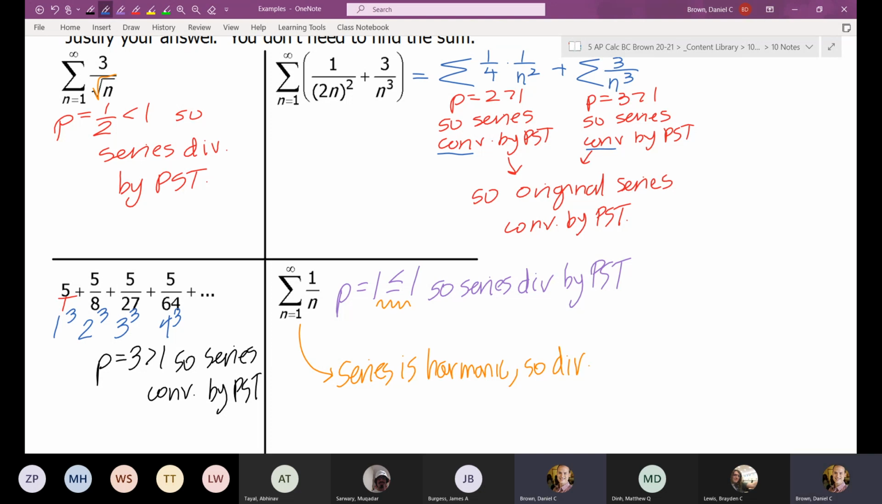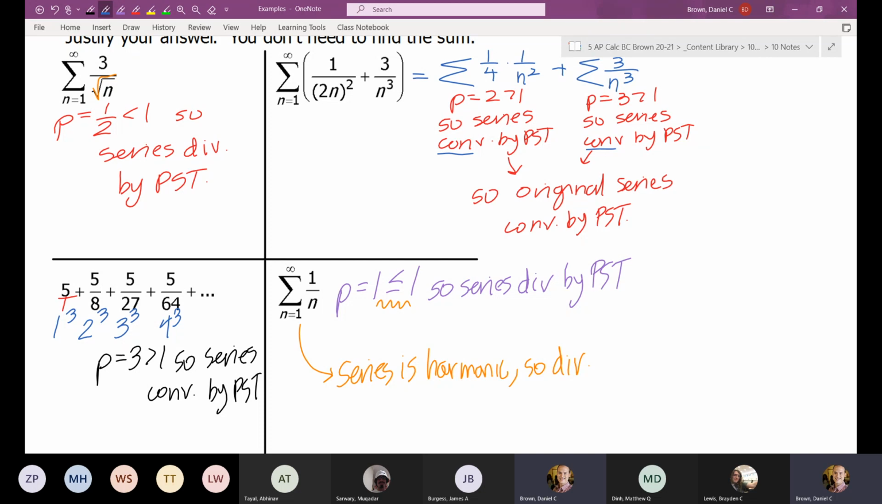Questions on those first three before we do that last one? All right, and then the last one is kind of a weird one. Two ways to justify it. The first way, p would be equal to 1. That's the exponent that you see. What is important about 1? I know it looks weird right now, but we're going to say that p equals 1, which is less than or equal to 1, and that's why the series diverges.